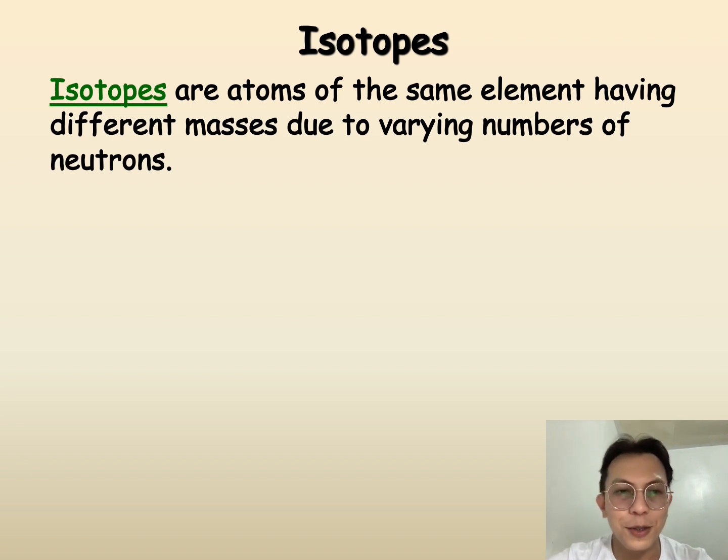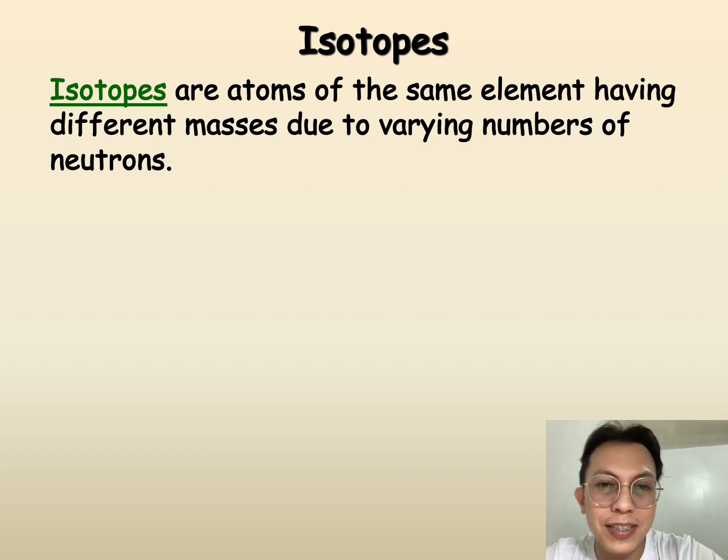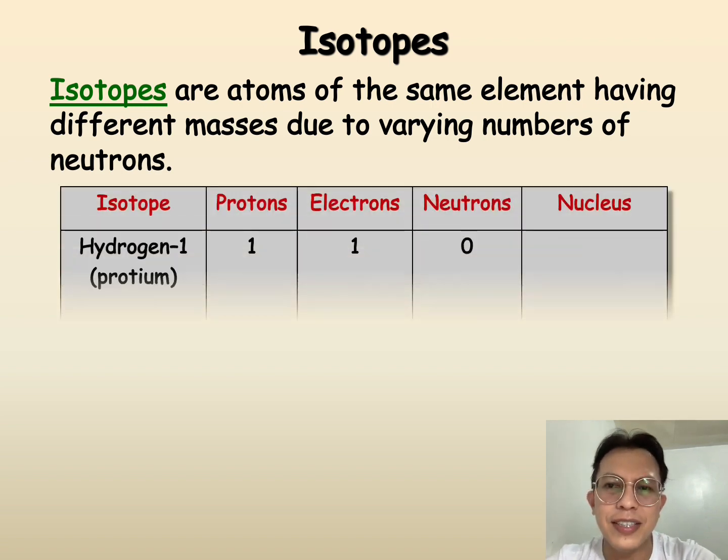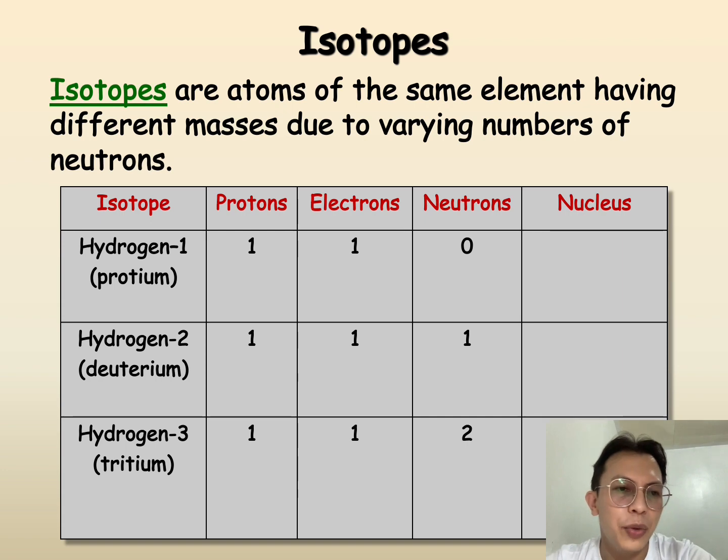Now, what are isotopes? These are atoms of the same element having different masses due to varying number of neutrons. Actually, they are the same element, but when you check their number of neutrons, they differ. The number of their neutrons is different. For example, we have hydrogen. We have types of isotopes: protium, deuterium, and tritium. Actually, they are all the same, hydrogen, but when you check the number of neutrons, their neutrons are different.